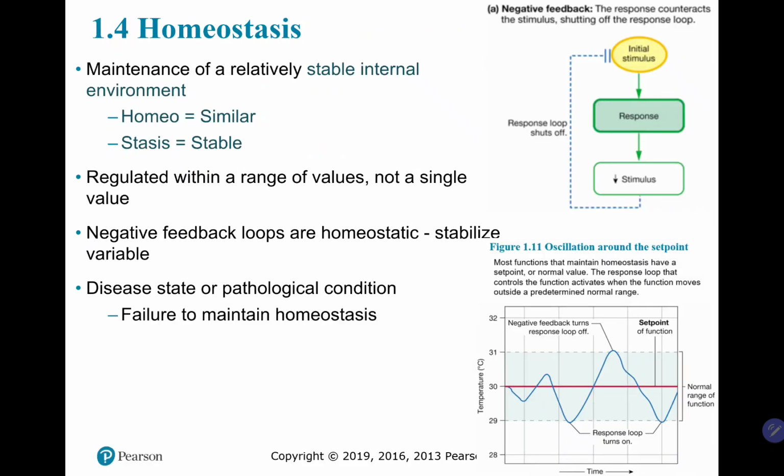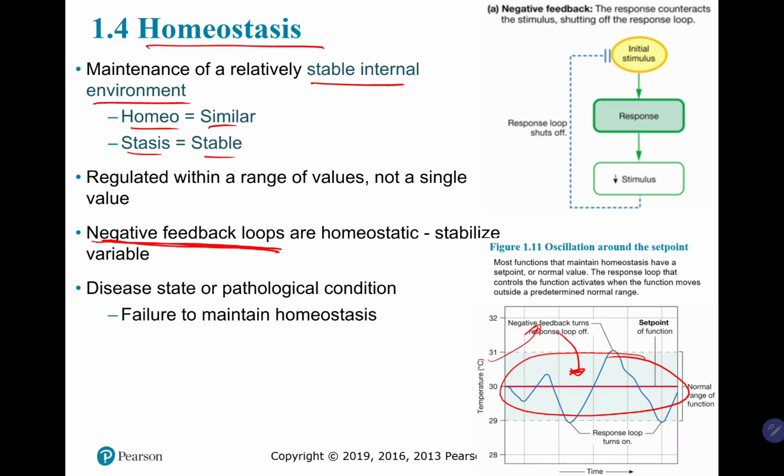And so we talked about a lot in physiology, homeostasis. Homeostasis is basically maintaining a relatively stable internal environment. Homeo means similar, stasis means stable, right? So we're trying to maintain a stable environment. And if we're going out of that range, for example temperature, we want to bring it back within the normal range and thus maintain homeostasis. It's those negative feedback loops that are homeostatic, right? They stabilize a variable, they bring you back to homeostasis. And if you fail to maintain homeostasis, then you're in a disease state, or a pathological condition, okay?